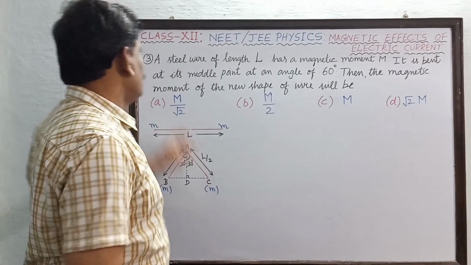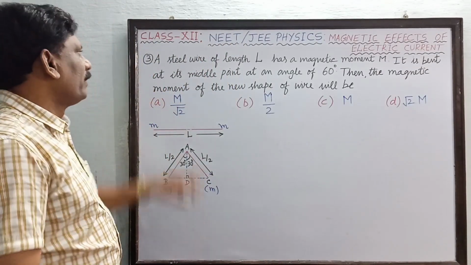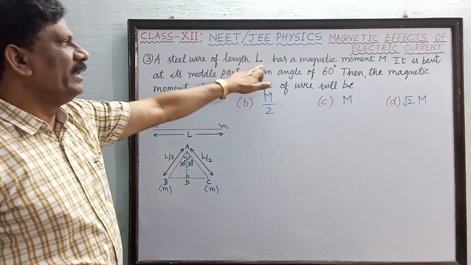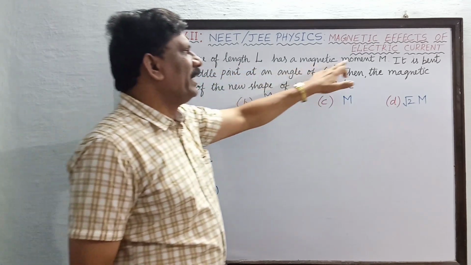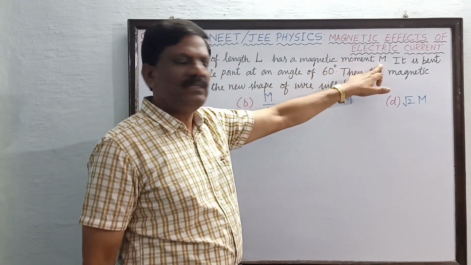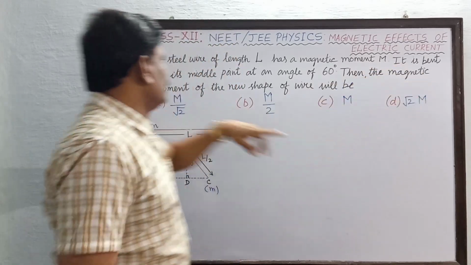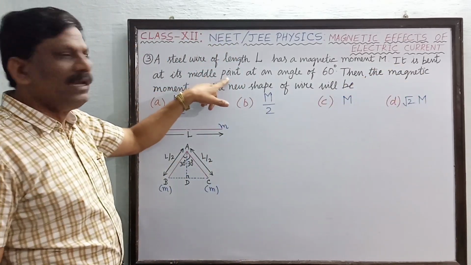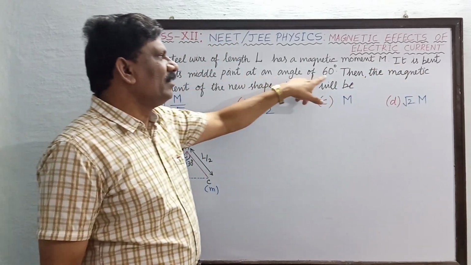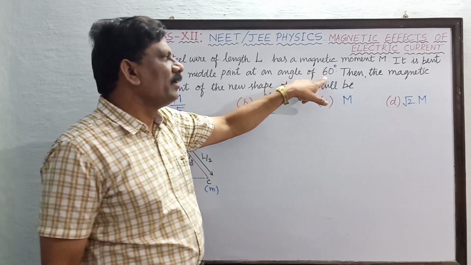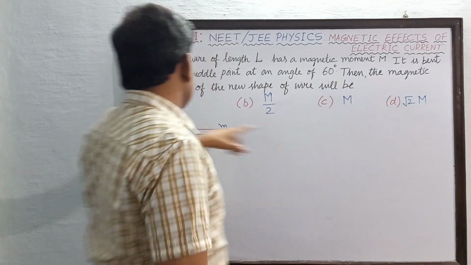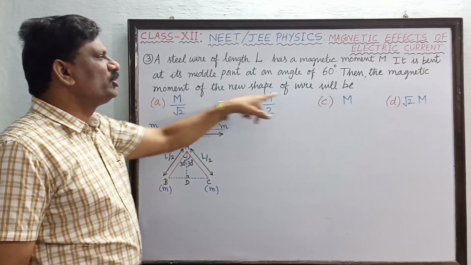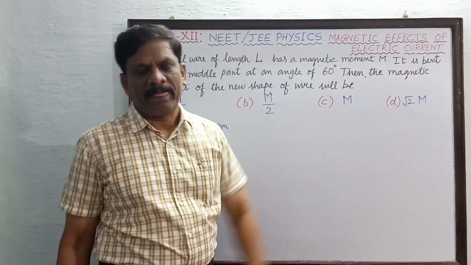Hi students, problem number 3. A steel wire of length L has a magnetic moment capital M. It is bent at its middle point at an angle of 60 degree. Then the magnetic moment of the new shape of the wire will be.